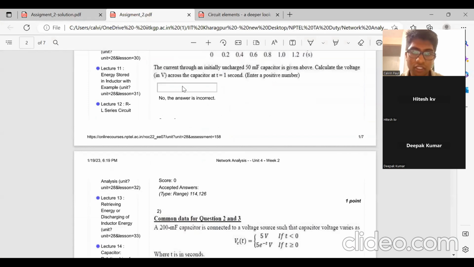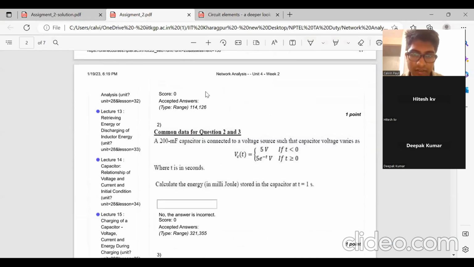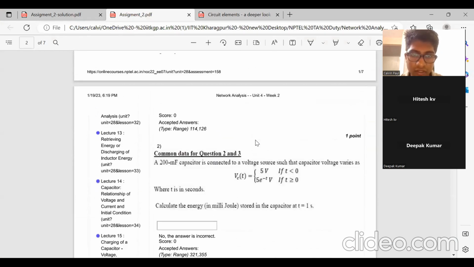So now we have found the voltage to be 120 volt, and that's correct. Now we will go to this question. There is a 200 millifarad capacitor.